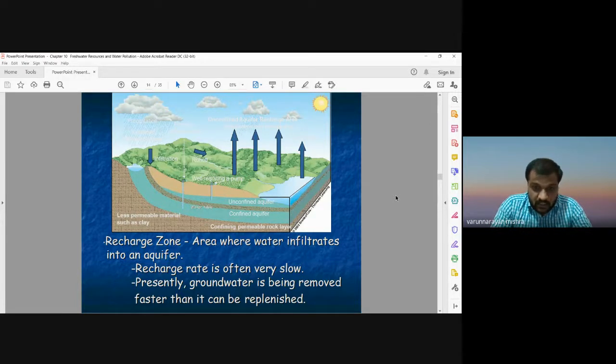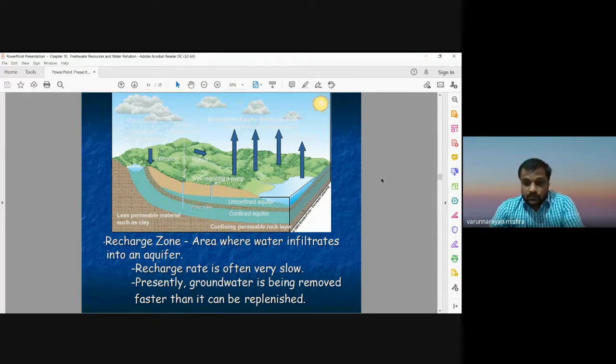Population is increasing day by day. People will need water. Okay, so that's why they are extracting water at a fast rate. But on the other hand, the infiltration process is very slow. The rate of recharge is very slow. So that is a problem for the water storage in the underground aquifers.